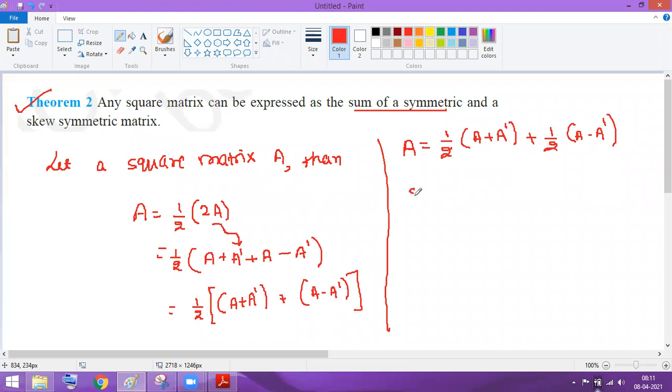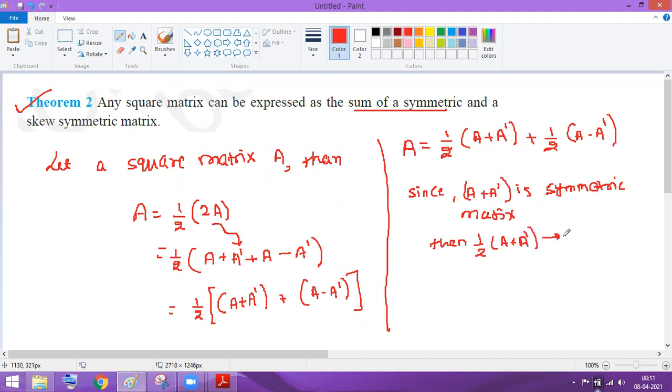Yes, sir. Okay, since A plus A dash is what? A symmetric matrix. Then half of A plus A dash will also be a symmetric matrix.